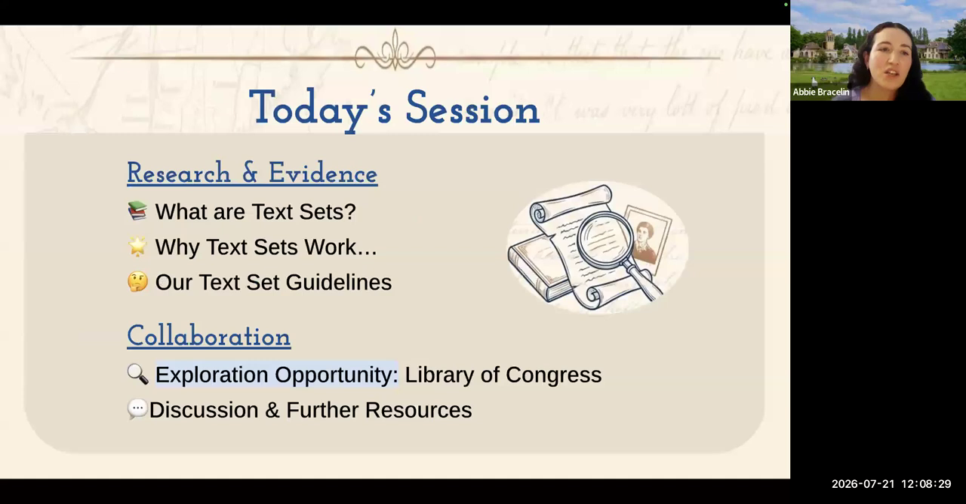Okay, so for today's session, we're going to split it into two parts. First I have a research and evidence section on what text sets are, why they work, some guidelines for text sets, and some considerations when you're creating your own, or if you're working with teachers who want to create their own. And then we'll move into more collaboration and exploration opportunities. Specifically, we'll look at the Library of Congress. I'm sure many of you have used the Library of Congress, but we'll talk a little bit more about how that can support text sets specifically, and then we'll have a little bit of a discussion.